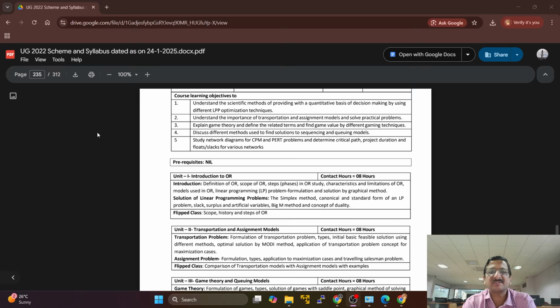So what is the simplex method, what are the canonical and the standard form of the LP, and the slack and the surplus variables. These will give a fair idea about the mathematical formulation of the problems. And basically this is related to the matrix and its applications. So we'll be solving real-time problems using the matrix method in terms of linear programming, where we want to optimize things.